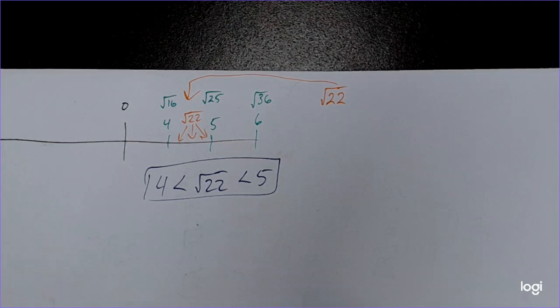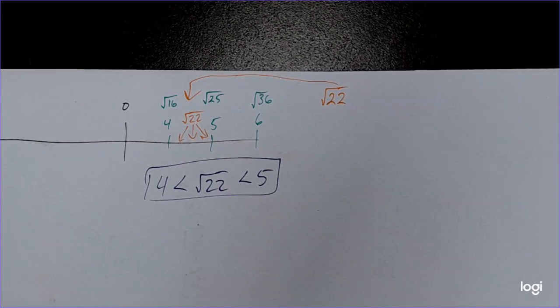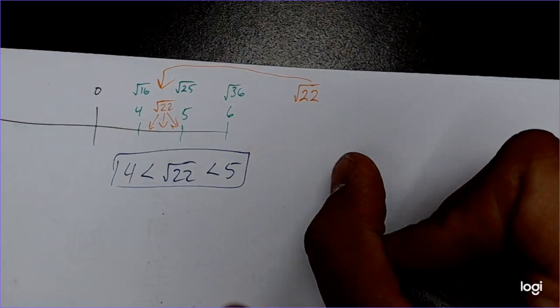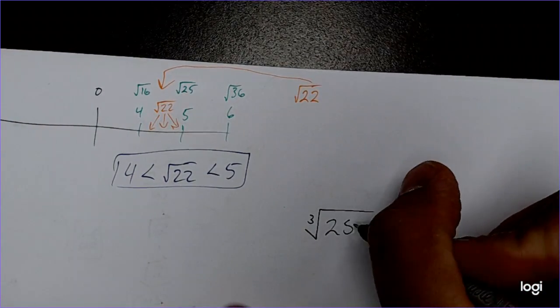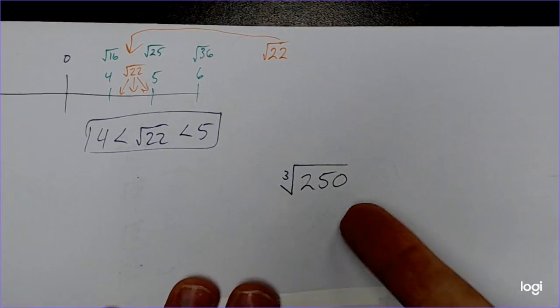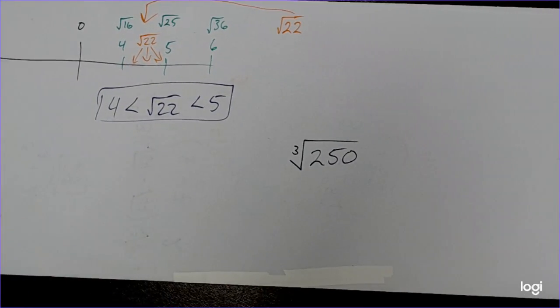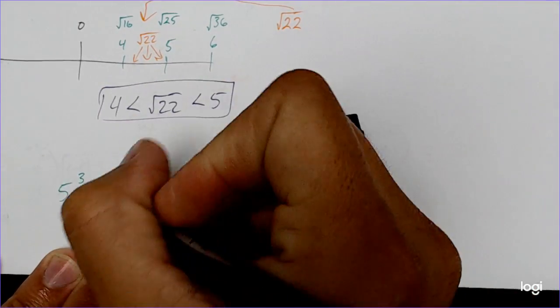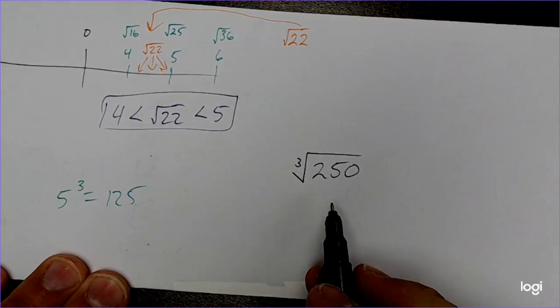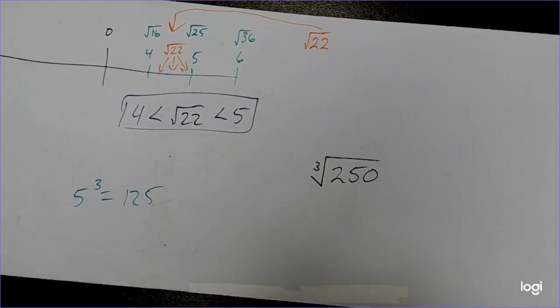So let's do one more example. What if they throw a cube root at us, right? Let's say it's a difficult one. Let's say they want us to find the cube root of 250, right? Now that one's difficult because we only memorized our cubes up to 5, right? So I know that 5 cubed is equal to 125, and 250 is bigger than 125. So I've got to start trying some bigger numbers.